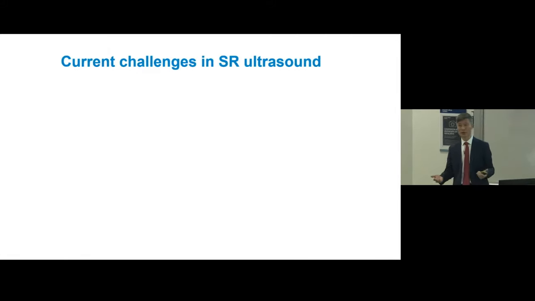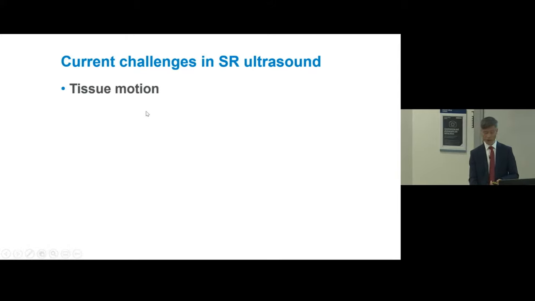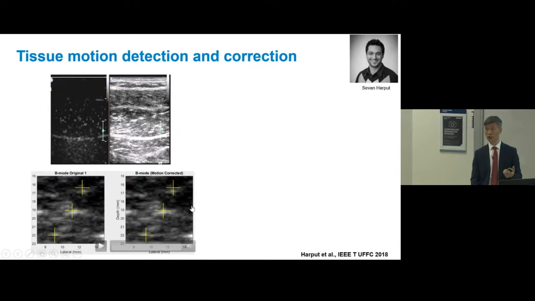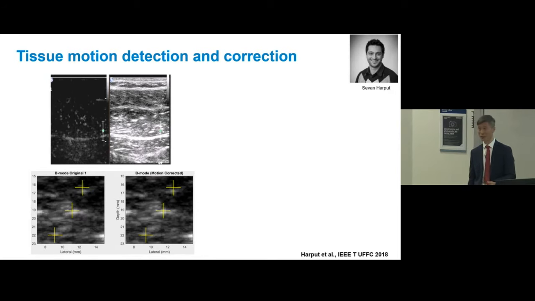So we demonstrated the feasibility, but we have lots of challenges we want to address, right? Challenges about tissue motion, challenges about bubble tracking, and slow acquisition. Let's go through them quickly one by one. For tissue motion, we're accumulating over time, so anything that's moving will be a problem for us. This is a clinical acquisition on a lower limb of a volunteer. That's the structure image, that's the contrast image. You can probably see there's even a muscle twitch in there. We thought the lower limb wouldn't move, but actually they do move a lot.